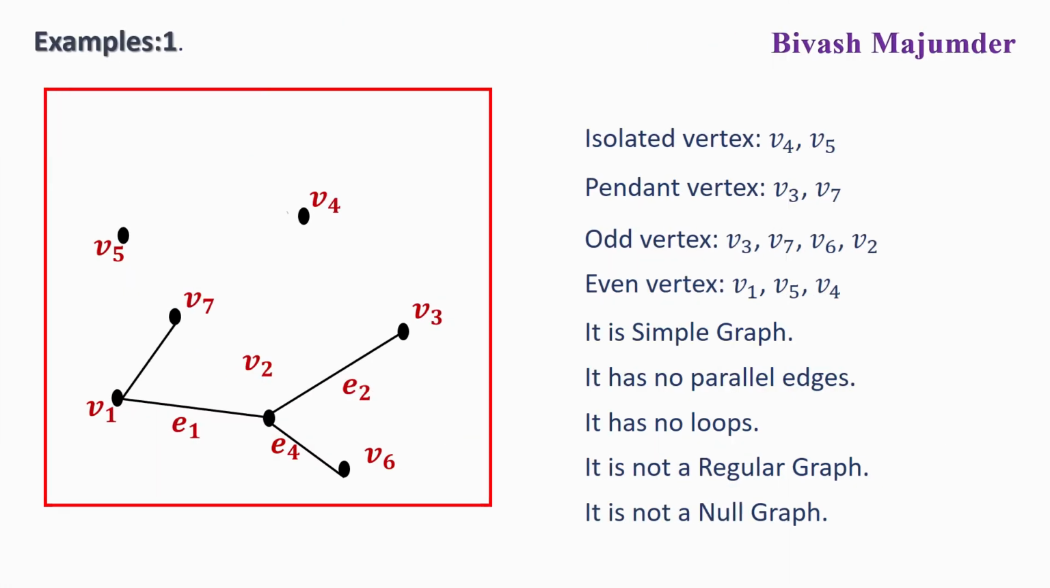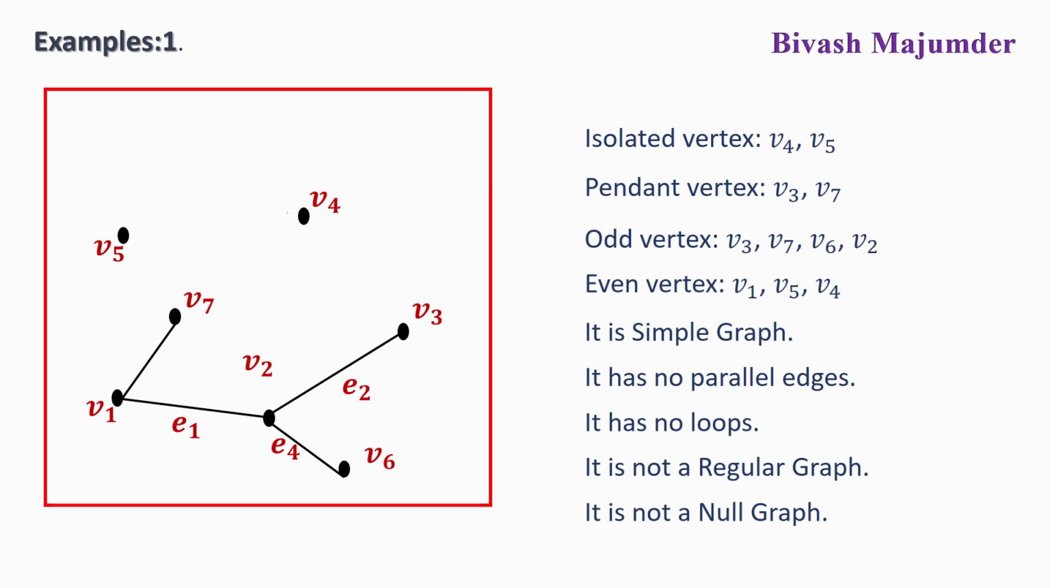Now, we analyze some examples. In this graph, V4 and V5 are isolated vertices. V3 and V7 are pendant vertices. V2, V3, V6 and V7 are odd vertices. V1, V4 and V5 are even vertices.